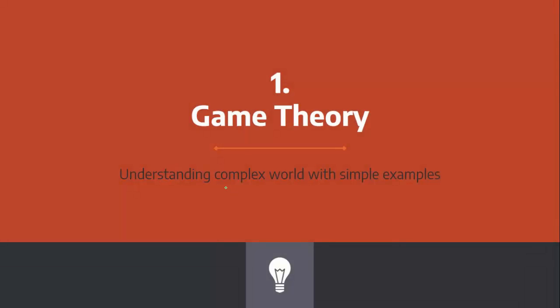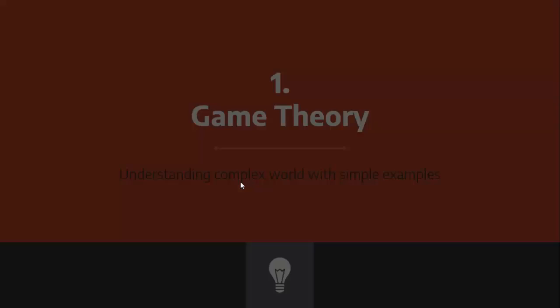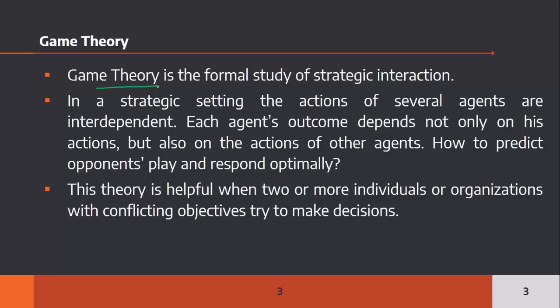Game theory is understanding the complex world with simple examples. Game theory is the formal study of strategic interaction. Strategic interaction is when there are two competitors, each having a fixed set of courses of action for making their decisions. What strategy should they adopt optimally to get the maximum profit and the maximum loss for the opponent? For this study we use game theory.